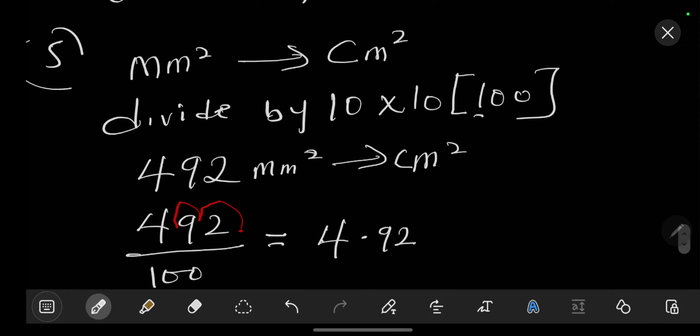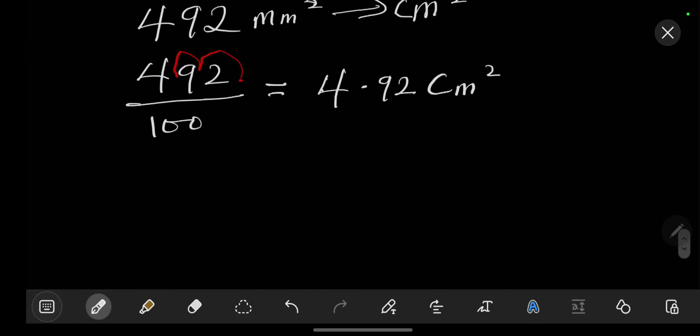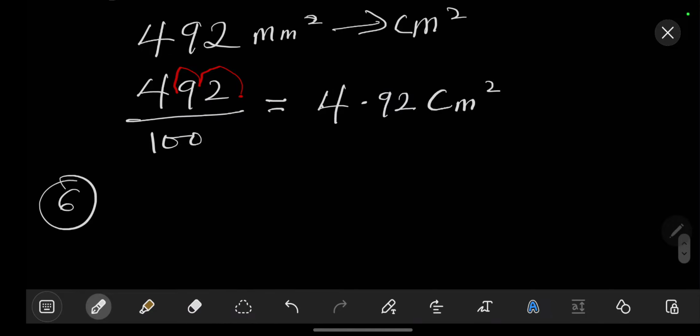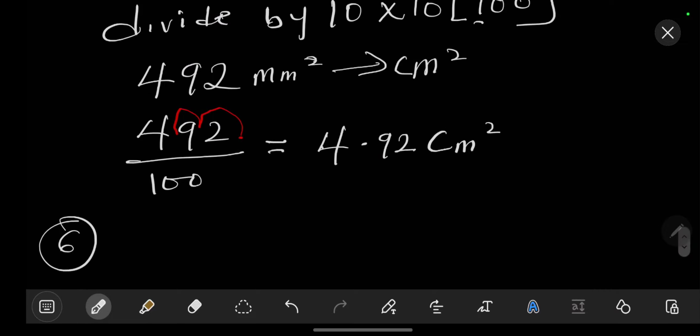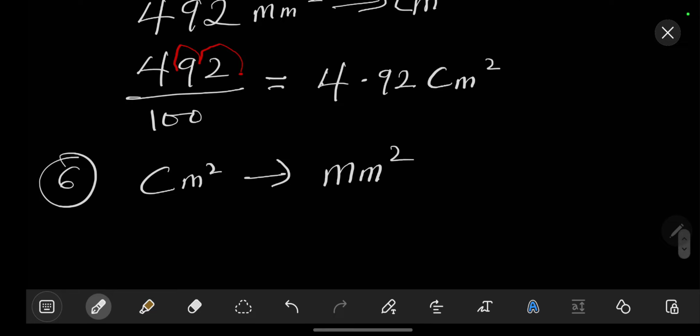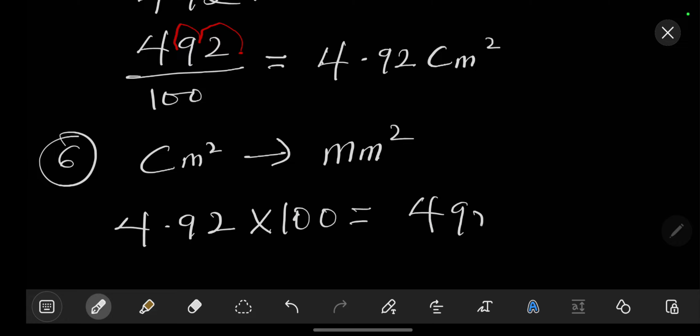Always add your unit. 4.92 what? That is 4.92 centimeters square. As always, you can confirm with the calculator if you're unsure of your answer. Now, number 6. To convert from centimeter square back to millimeter square, you have to do the exact opposite by multiplying your value in centimeter square by 100. That will give you 492 millimeter square.